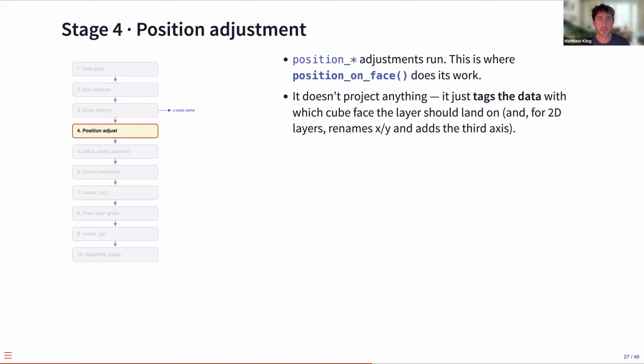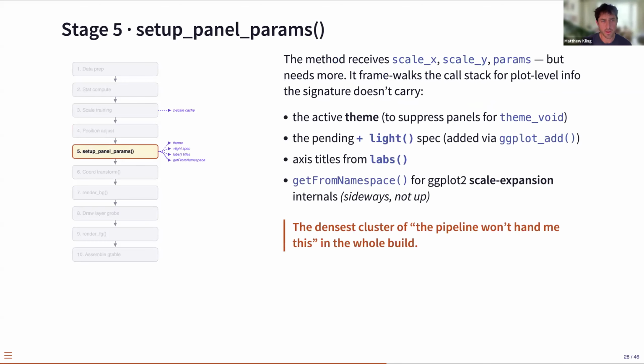Then we have position adjustments. So I talked about position on face. Basically this step, I'm just tagging each row of the data, saying whether it should be flattened onto a given cube face that gets used later. Set up panel params is the densest cluster of hacks that I had to do, reaching outside the sort of approved ggplot2 ecosystem in order to make things work.